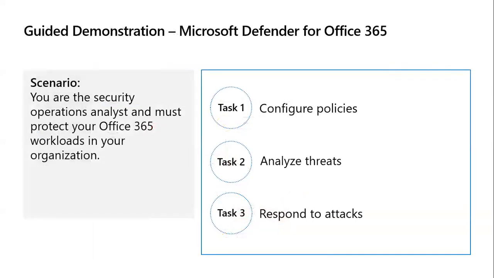So Microsoft Defender for Office 365: first, we have to configure policies. What is a policy? A policy is any set of rules and regulations which we create based on our organization standard. If you are working at CMM level 5, then your rules and regulations will be different. If you are working at CMM level 3 and 4, then they will be different.